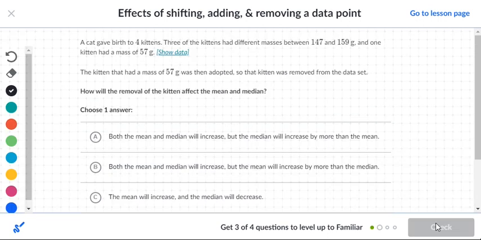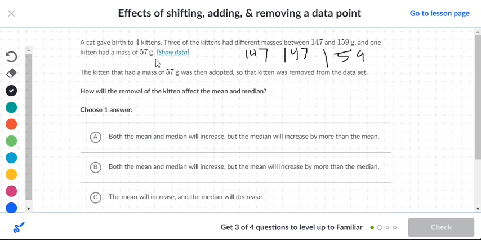A cat gave birth to four kittens. Three of the kittens had different masses between 147 and 159, and one kitten had a mass of 57. The kitten that had a mass of 57 was then adopted, so the kitten was removed from the data set. So in this case, let's say we had the 147 and the 147, and it said that three of the kittens had different masses between 147 and 159. So that could be one example of it.